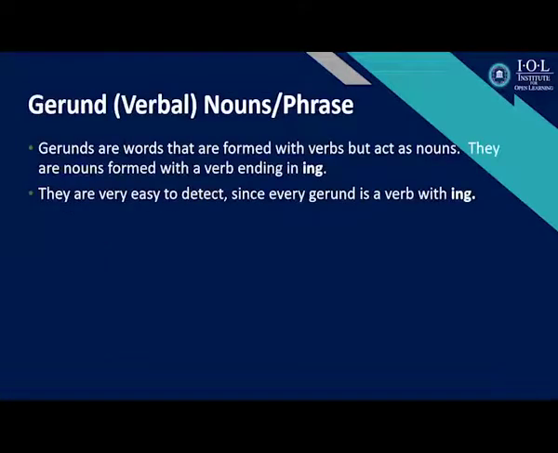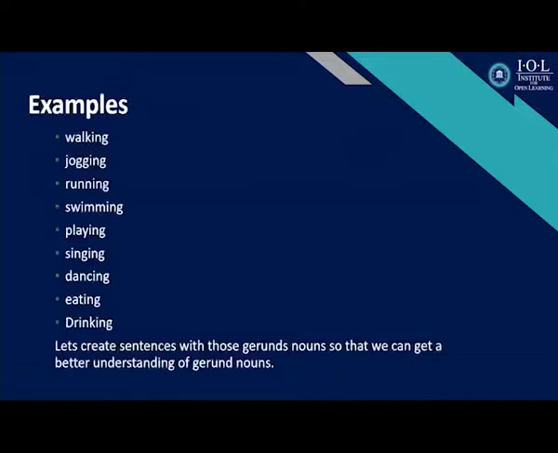And then we have gerund nouns or phrases. Gerund nouns are words that are formed with verbs but act as nouns. They are nouns formed with a verb and an ing. They are very easy to detect since every gerund is a verb ending with an ing. Example: walking, jogging, running, swimming, playing, singing, dancing, and so on.